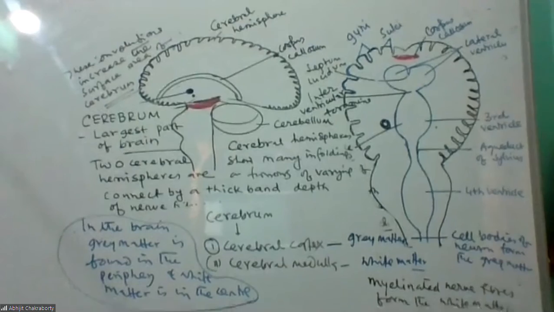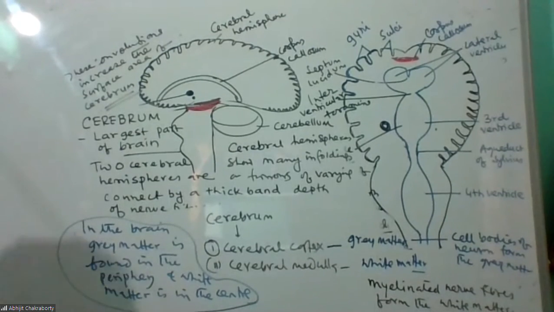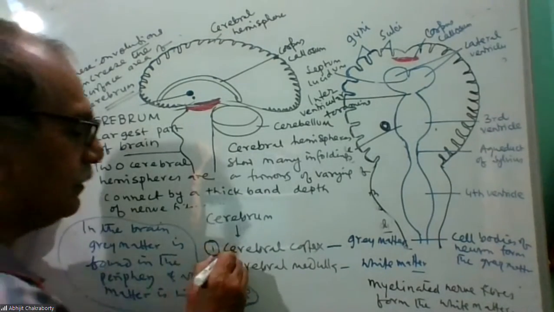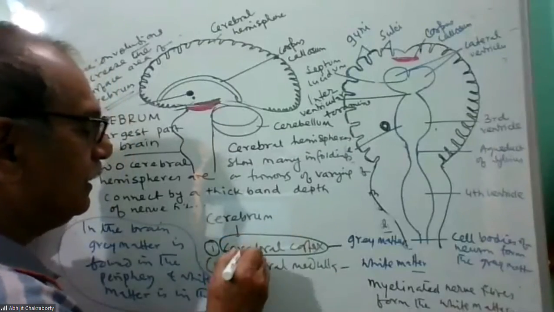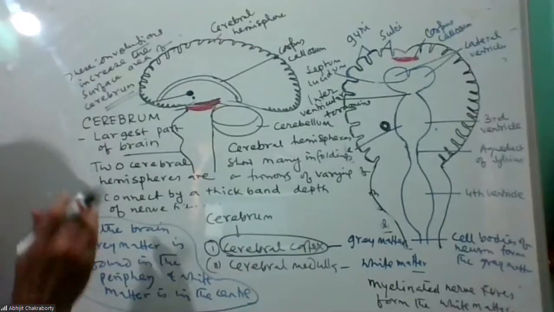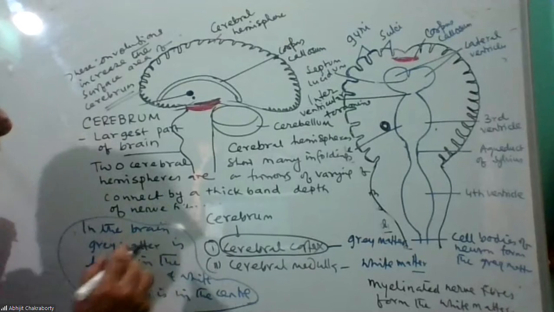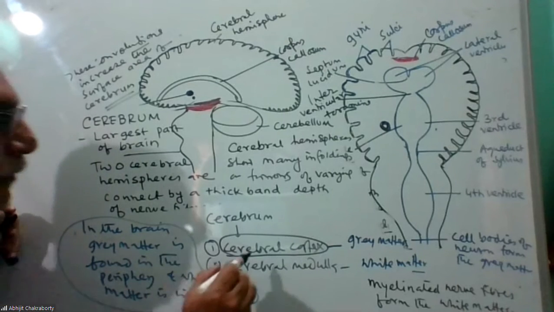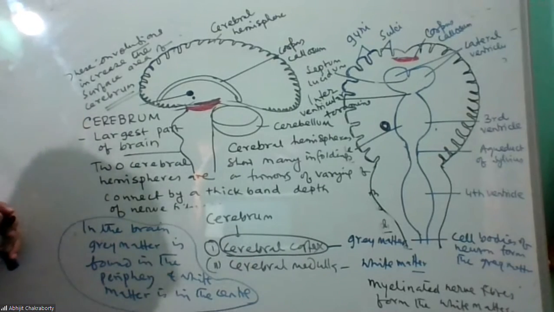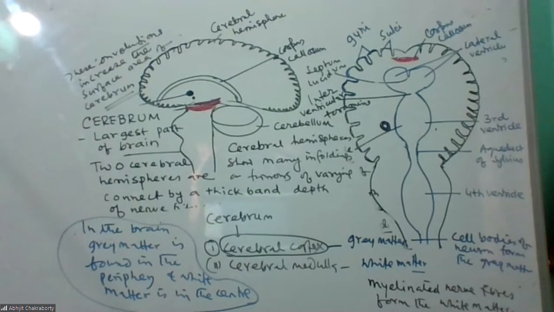Now, remember this thing. In the cerebrum, cerebral cortex consists of gray matter. The cerebral cortex possesses the sensory areas, motor areas, and also the association areas.